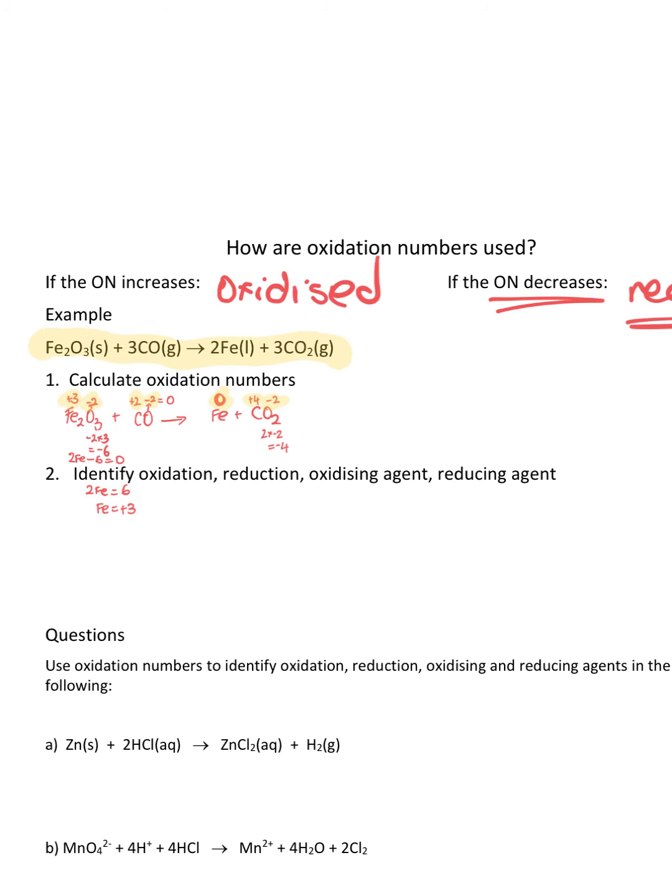So let's start with reduction. Reduction is where the number decreased. And the number that decreased is for iron because it was +3 and then it went to 0. So that means it underwent reduction. So Fe is the oxidant. Remember, it does the opposite of the reaction it underwent.